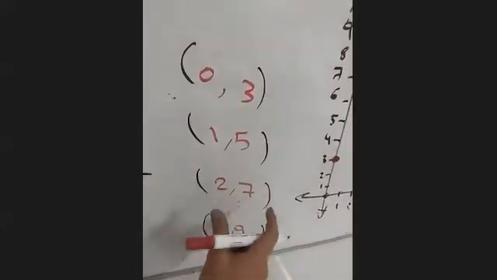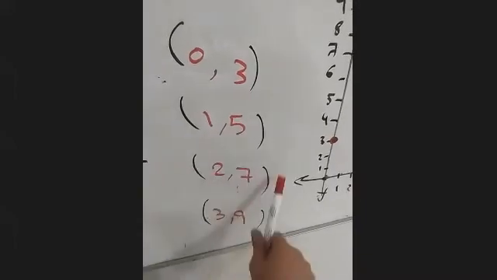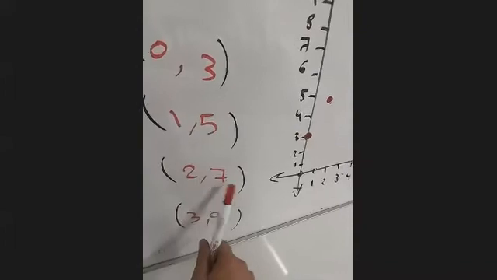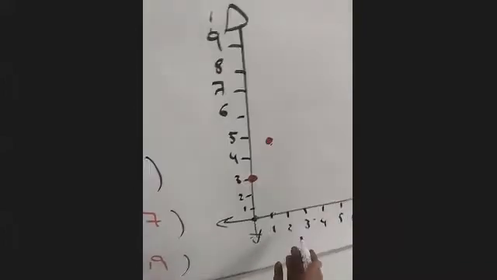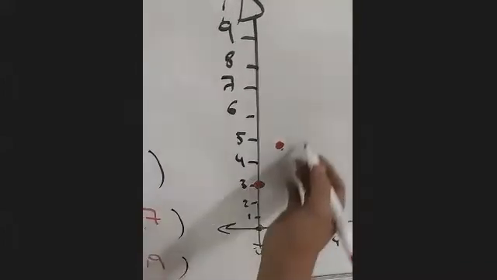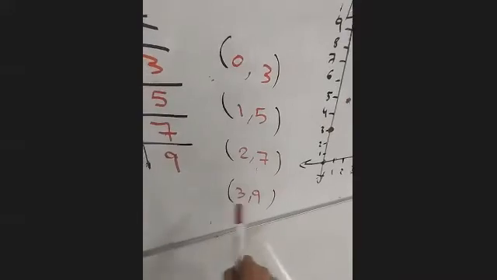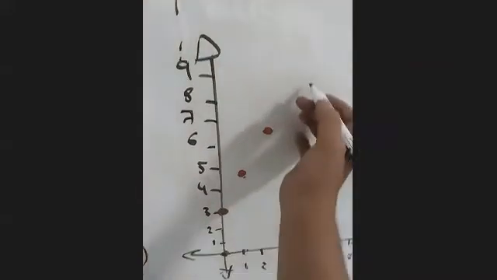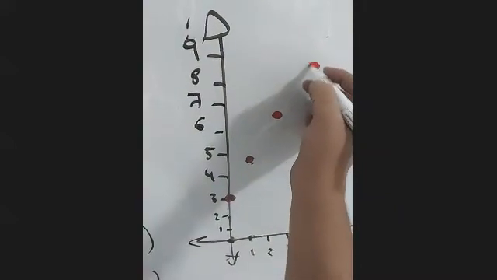Now the third ordered pair, this is not a number, guys, this is an ordered pair. It is 2 and 7. So I'll go from the 2 and go up until I get the 7. Now the fourth ordered pair is 3 and 9. I will do the same. This is 3. I will go up until I get the 9. Now we have 4 points like this.